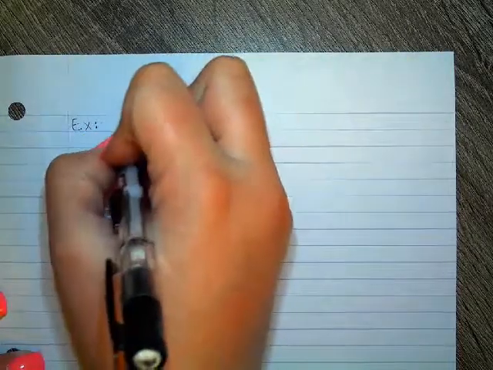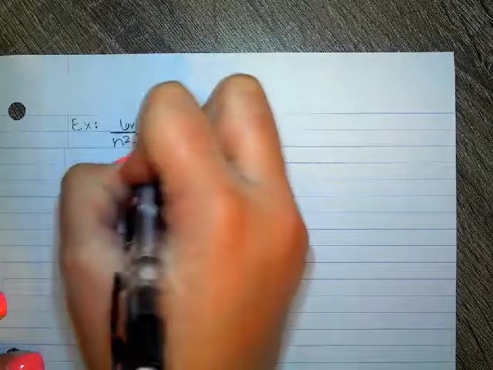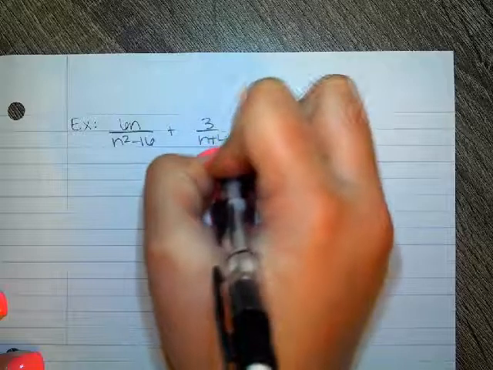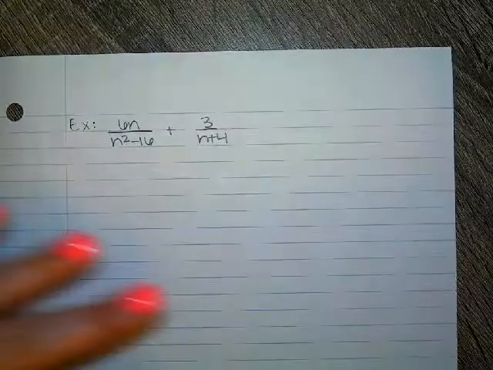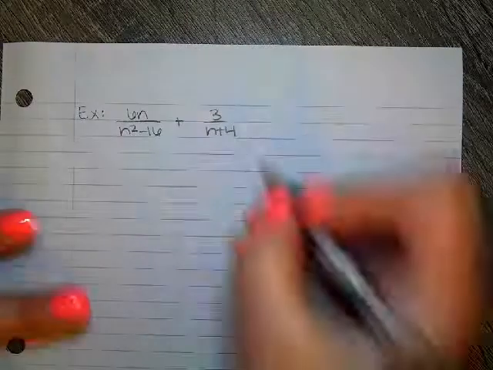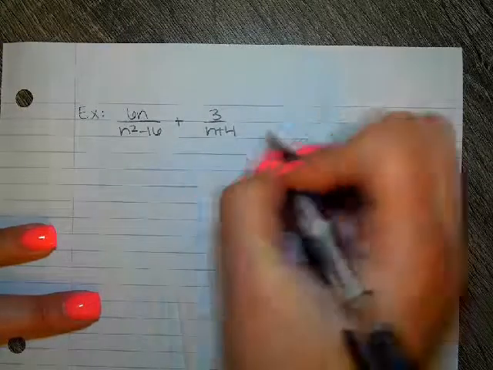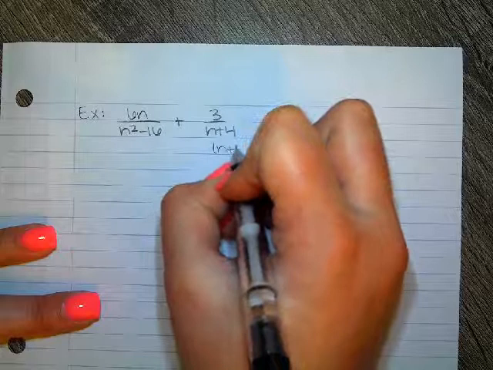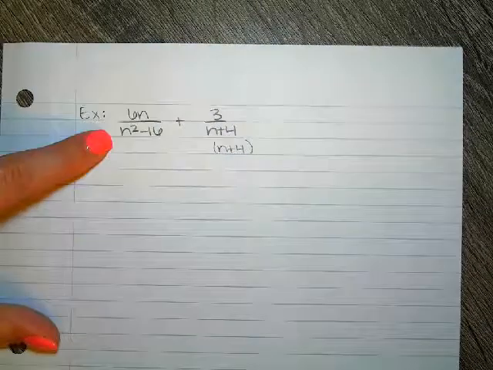Here's the next one. We got 6n over n squared minus 16 plus 3 over n plus 4. So we have 2 binomials this time. This one cannot be factored. It kind of looks like a factor the way it is, so I'm going to go ahead and write it like that, n plus 4. This one is difference of squares, so that one can be factored.